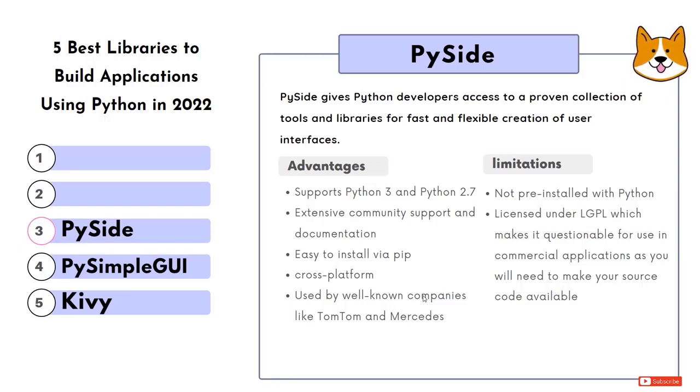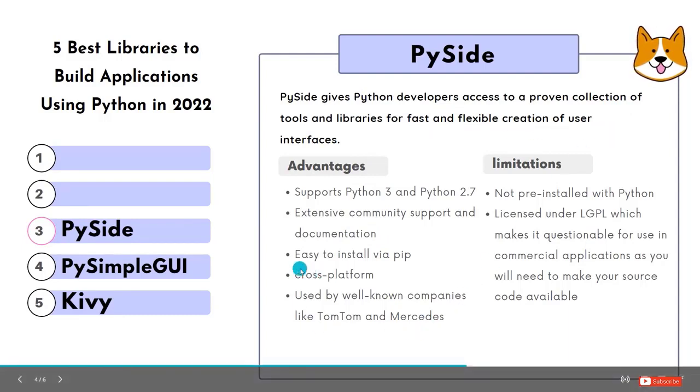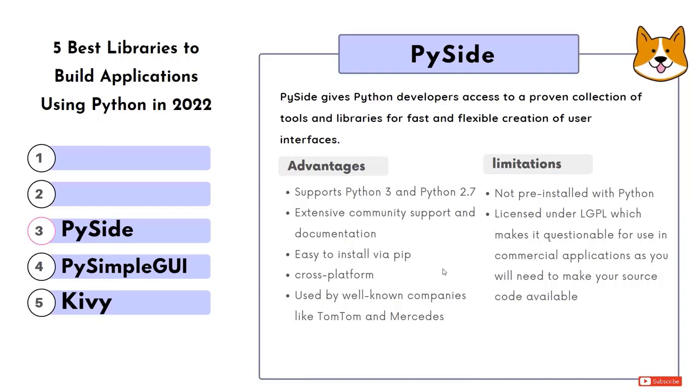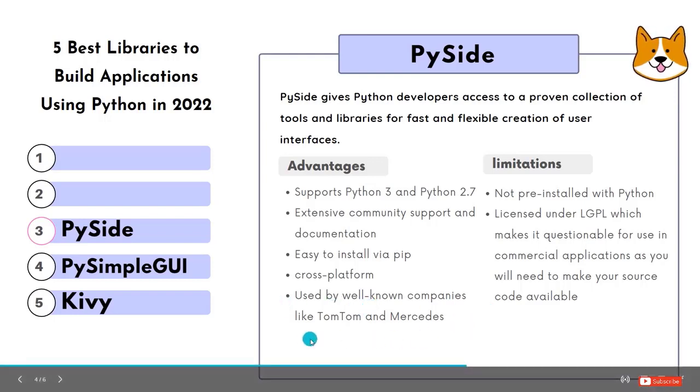We have some cool advantages when it comes to PySide. It supports Python 3 and Python 2.7 itself, and it has extensive community support and documentation. That means here we have more people developing PySide, and more people, more collection of libraries and tools, and faster flexible interfaces, right? And it is also easy to install using the pip command, and it is also cross-platform where you can run PySide in any operating system, and it is used by well-known companies like TomTom and Mercedes.